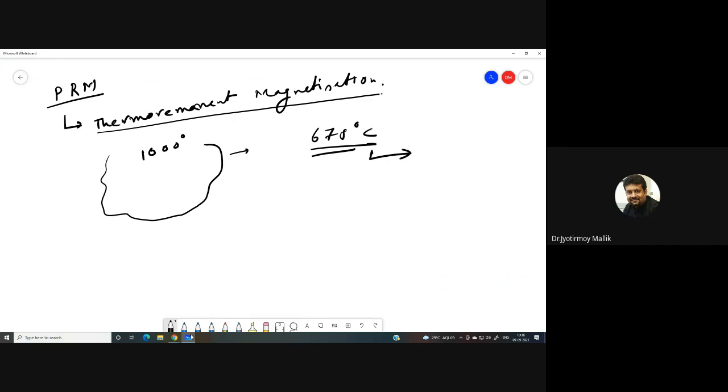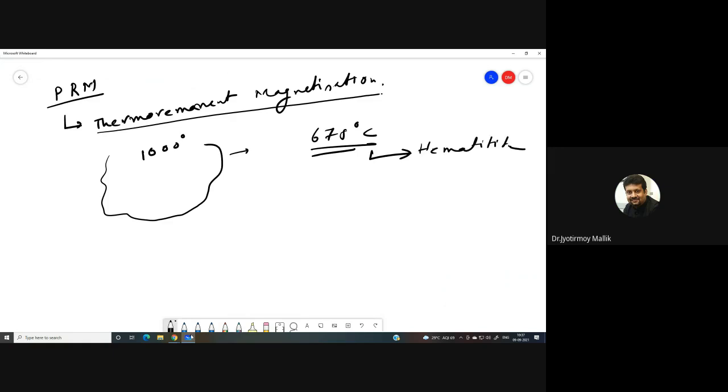What is the significance of 675 degrees centigrade? We talked about it yesterday. The Curie temperature of a particular mineral. What is it? Hematite. Excellent. So this is the Curie temperature of hematite.